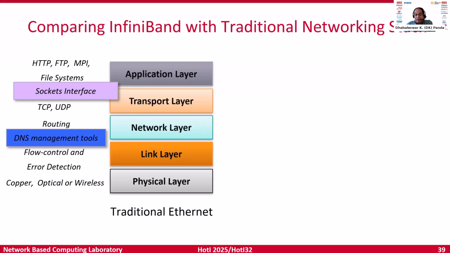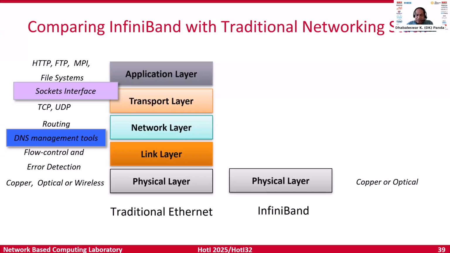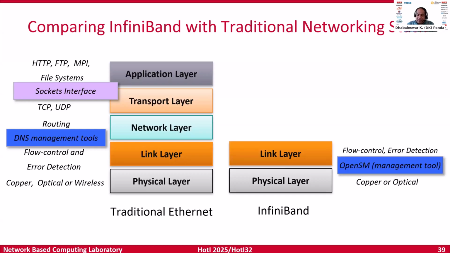Now, if you want to understand InfiniBand or any of these other networks like Slingshot, we'll just give you InfiniBand, but you can do a similar comparison with your favorite network. So physical layer, let's say copper or optical. Then you have a link layer, and this is where, especially in the InfiniBand context, there is the subnet manager. OpenSM, the open source version, is a management tool which allows you to configure the network. We'll see some examples later on. Then you have the network layer, which takes care of routing, just like the left-hand side.